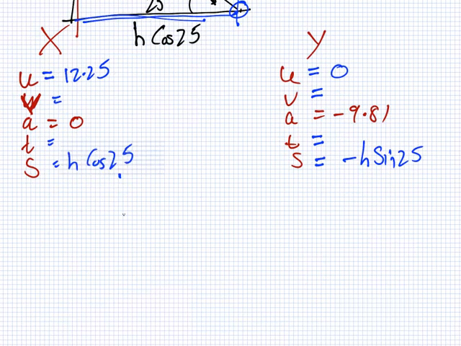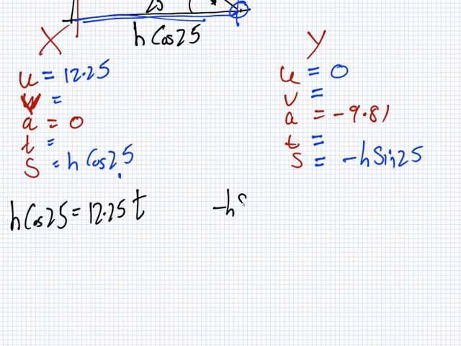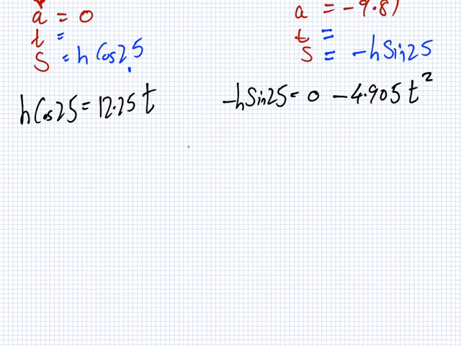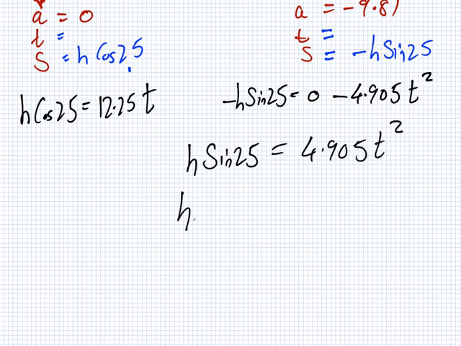Here we can say S equals U T plus a half A T squared. And here we can say S equals U T plus a half A T squared. Is it the same, but in the moment there was only one variable? Now there are two. So, what do we do? Well, let's clean this up a little bit. This is H sine 25 equals 4.905 T squared, and this one is H cos 25 equals 12.25 T, and we want H and T.